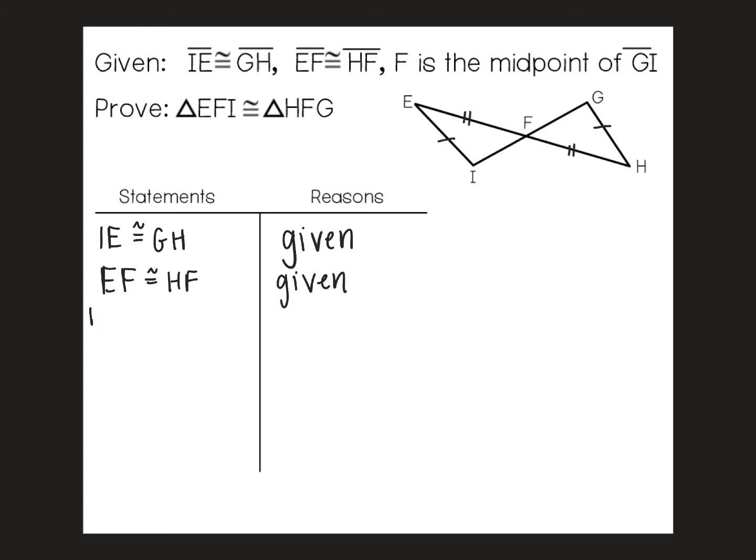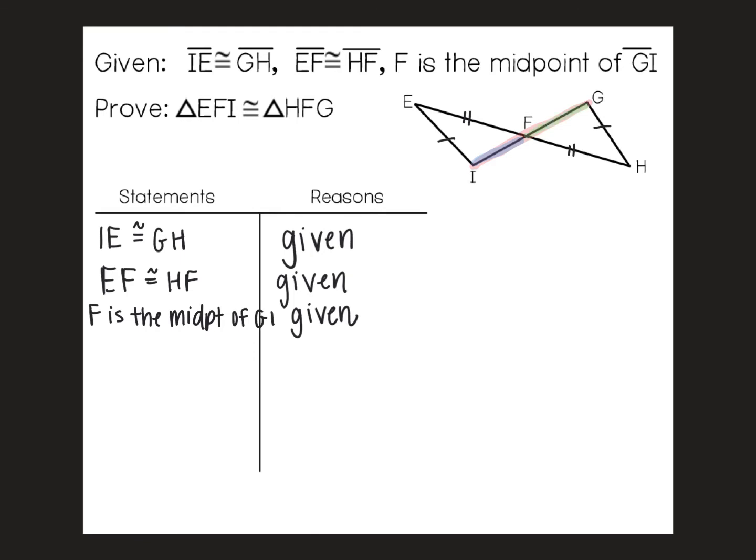And then the last given is F is the midpoint of GI. And since this is still given, I write given. Now, I have to mark something using this information, so I'm going to go focus on GI. So here's GI, and I know F is right in the middle, which means it gets split into 2 parts that are the same size. So if you look, IF is that first part, and then FG is the second part. So that's right here, and then right here.